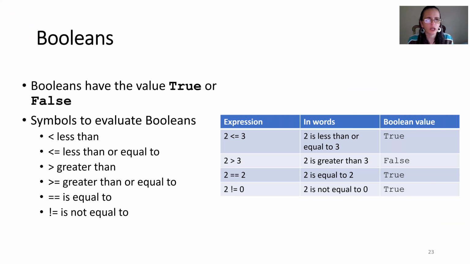Booleans. So Booleans have the value true or false, and the symbols we've already met. And so here's a couple of expressions which we can then say in words. 2 is less than or equal to 3, and the Boolean value would be true. Notice that the Boolean values always begin with a capital letter and that they do not have quotes around them.